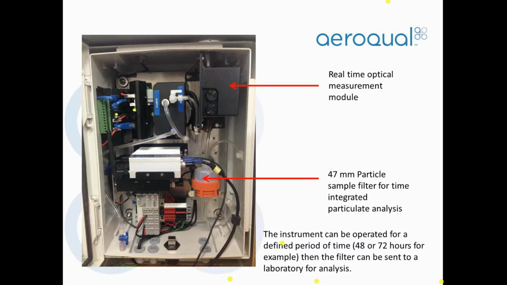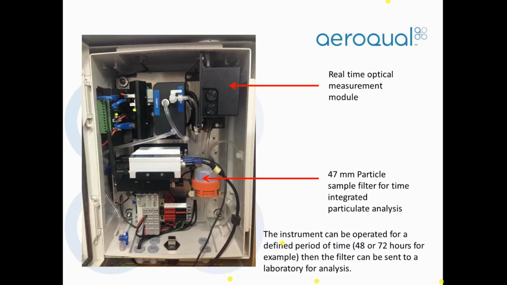Then those particles are actually collected on a sample filter in a similar way to what they would be for a high vol, except that in this case the volume of sampled air is much lower. However, it's still possible in some cases to use this collection filter.